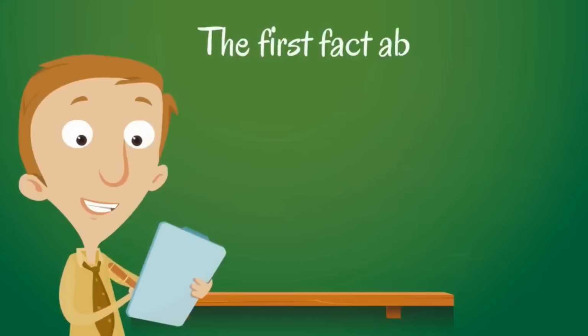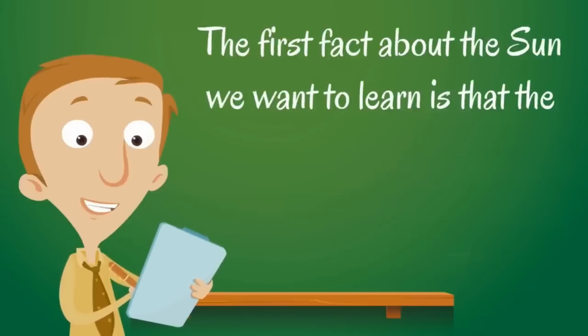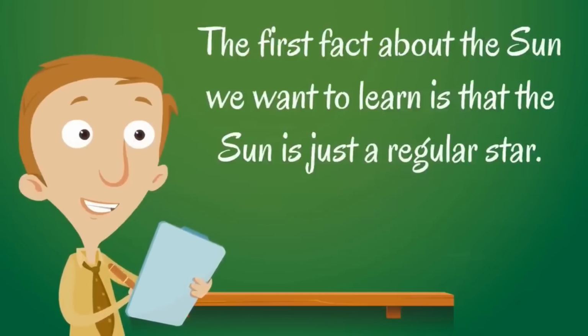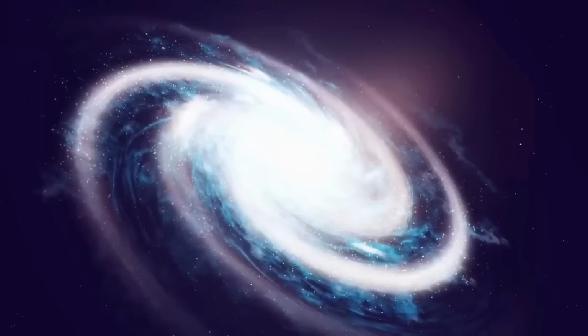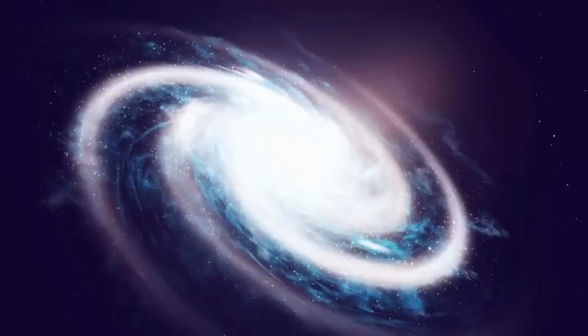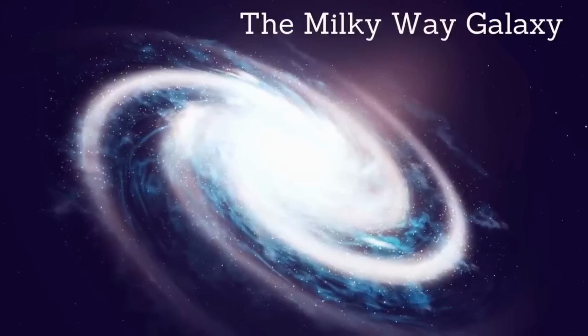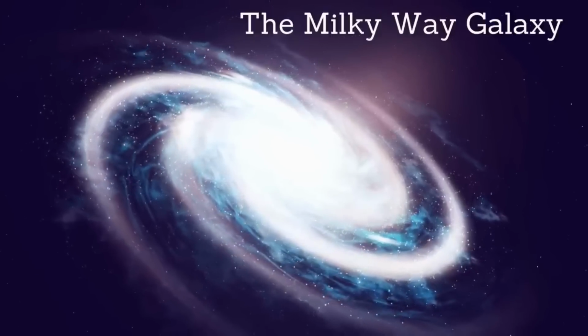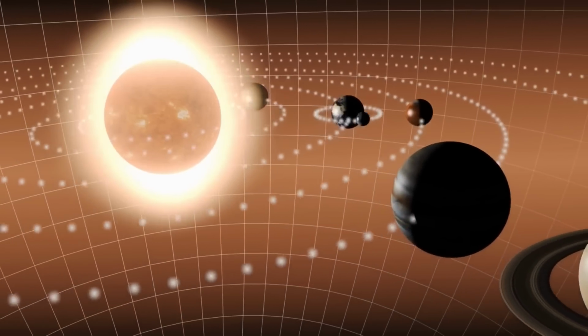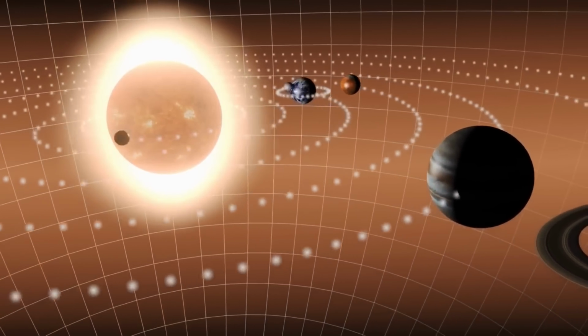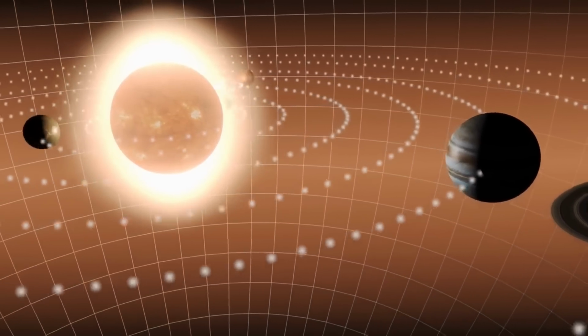But let's start here. The first fact about the sun we want to learn is that the sun is just a regular star. That's right, it's just a regular star. There are hundreds of billions of stars in our galaxy called the Milky Way galaxy. But the sun is special to us, right? Because it is in the center of our solar system, but the sun really is a regular star.